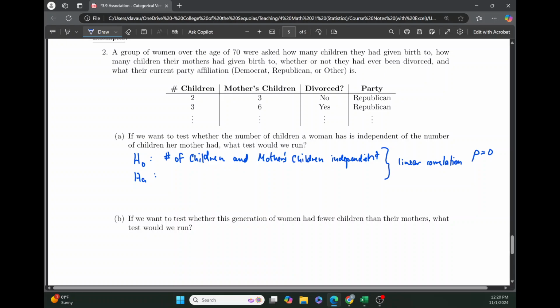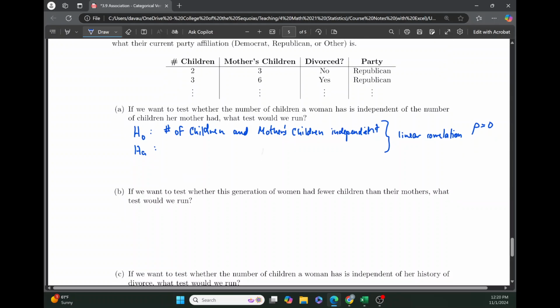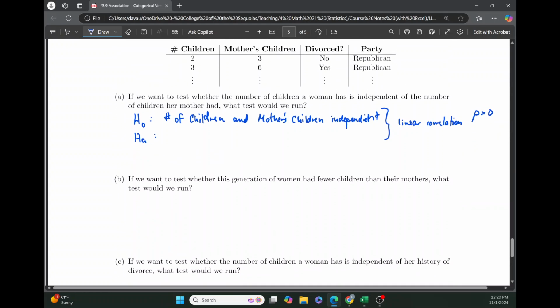Okay, part B. If we want to test whether this generation of women had fewer children than their mothers, what test would we run? So on part B, notice that we're going to compare the same two columns, but the question that we're trying to answer is different. In part B, we're trying to answer whether or not the mean in this column is less than the mean in this column, right? So in this case, we would run a matched pairs t-test, because each individual here is a matched pair with her mother.